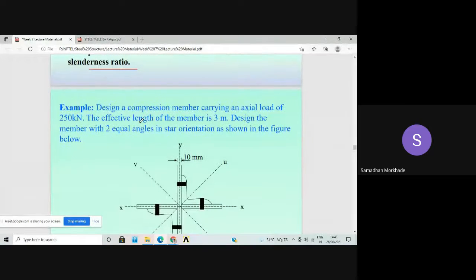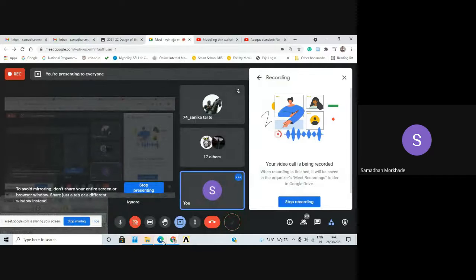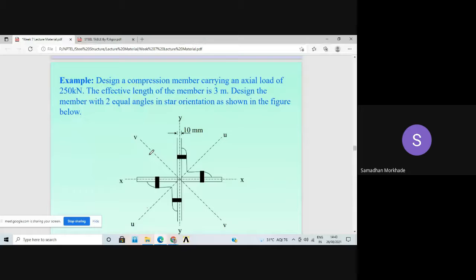Now we are going to discuss one design example, example 20. Design a compression member carrying an axial load of 250 kilonewtons. This is the P given in the problem; we have to calculate PD. The effective length of the member is 3 meters. The effective length is directly given.